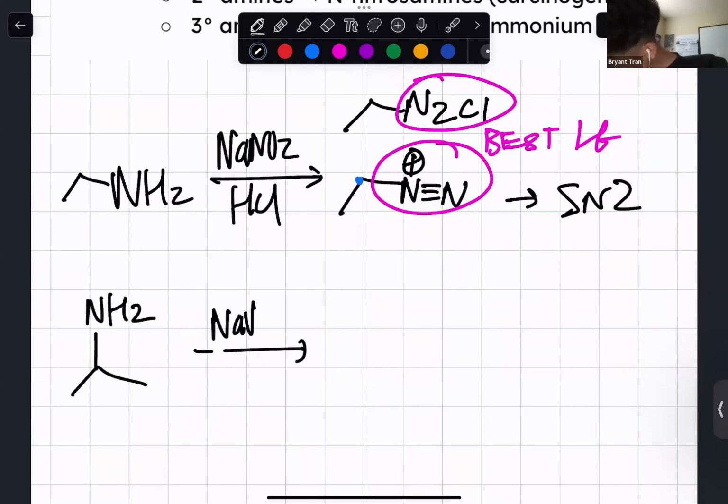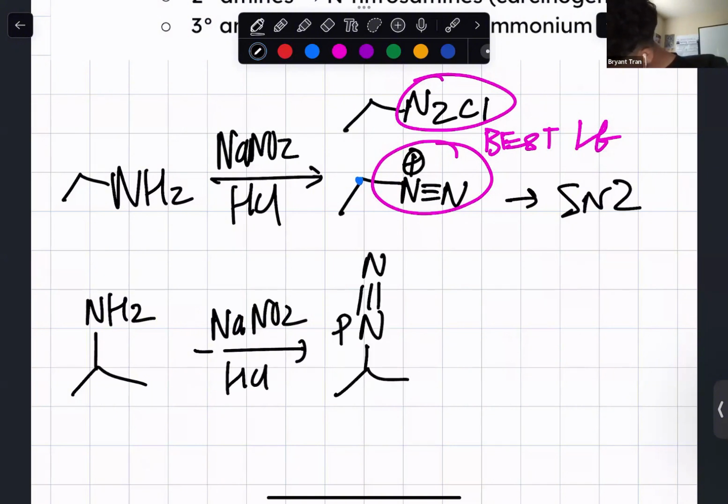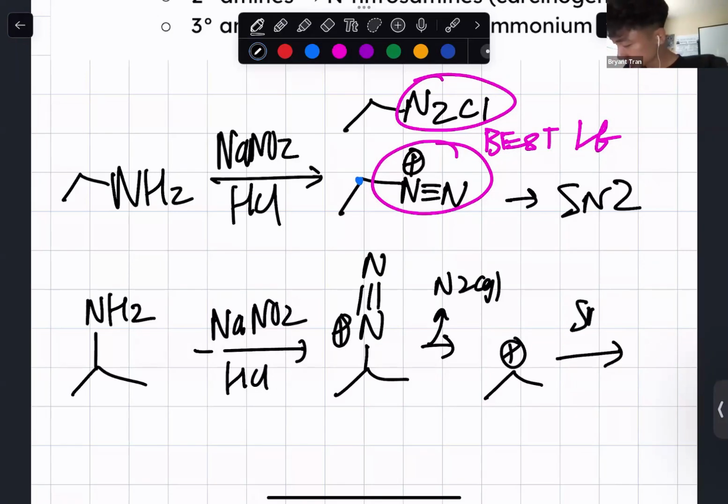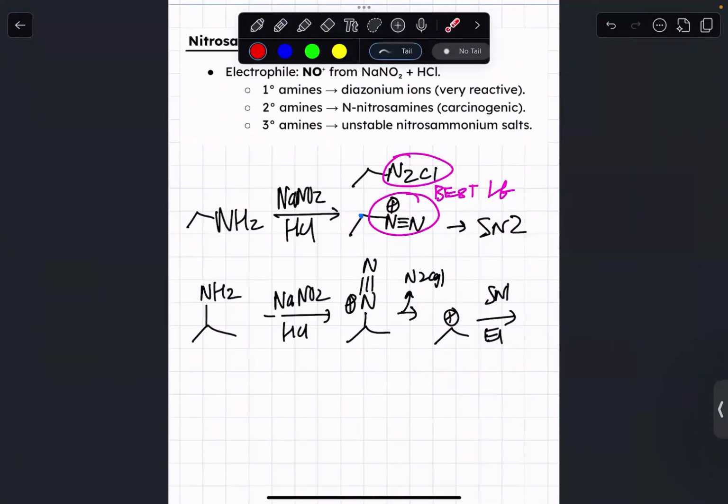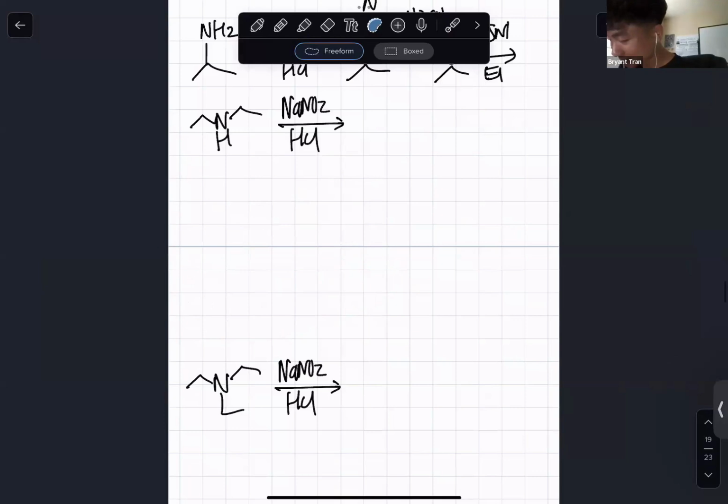And we do NaNO2 with HCl. We're going to get this good leaving group right there, which is going to eventually leave as N2 gas and have this carbocation right here. And then from that carbocation, you could do a lot of reactions, like SN1 reactions or E1 reactions, right? From 118A. Now, that was the primary amine, which is the hardest one for this nitration.